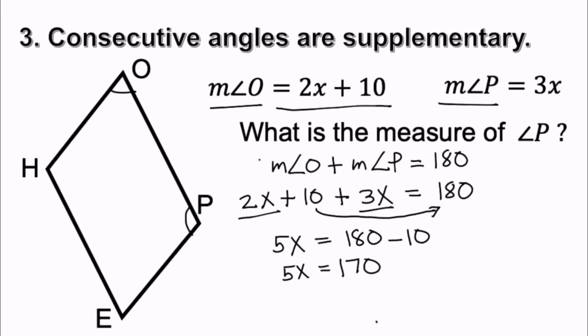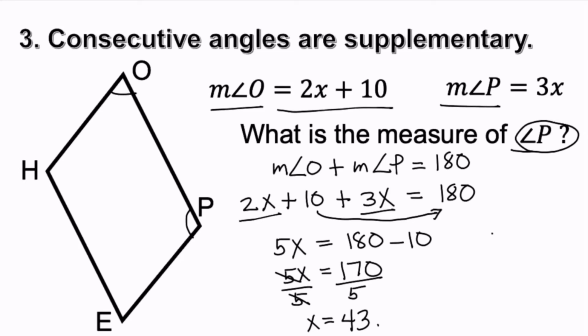Para ma-solve natin ang value ng x, i-divide lang natin both sides by 5. So, para ma-cancel out natin to. So, divide natin. 170 divided by 5 is equal to 43. Ito ngayon ay value pa lamang ng x at hindi pa sagot sa ating problem. Ang hinahanap natin ay angle E. Kaya babalikan natin ang given.